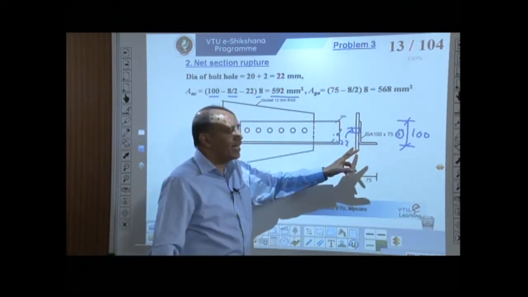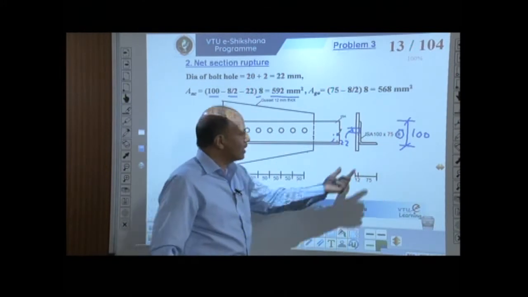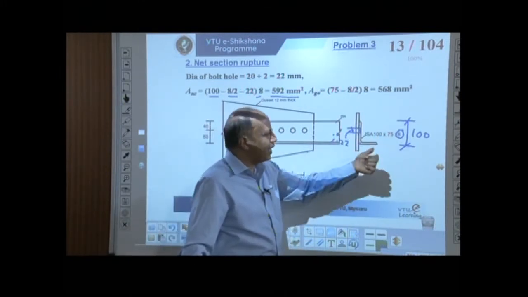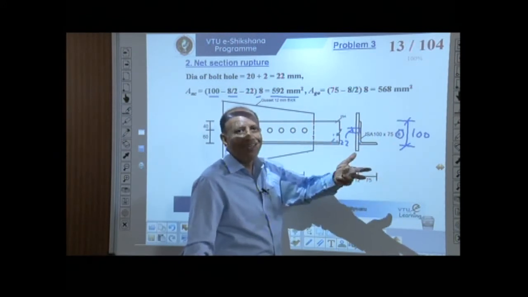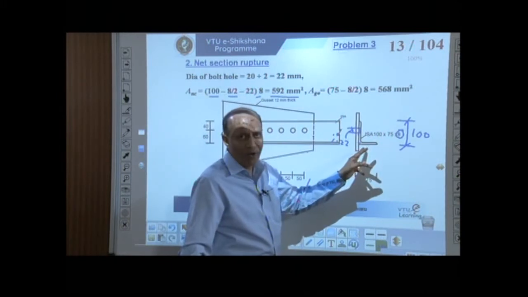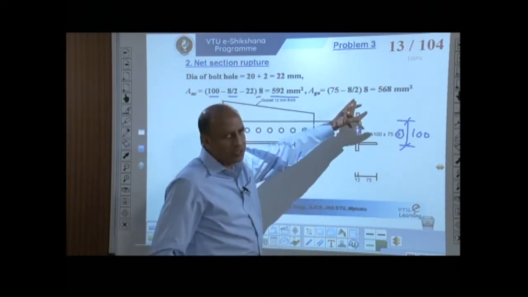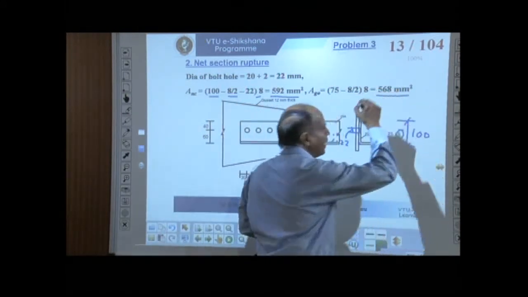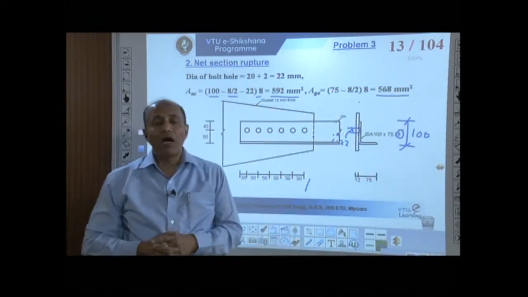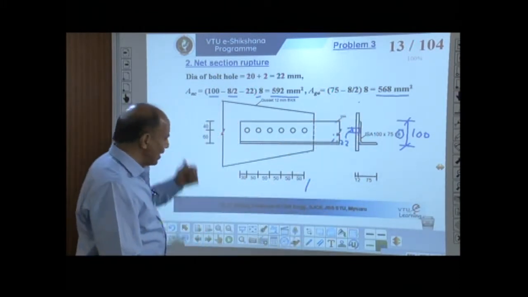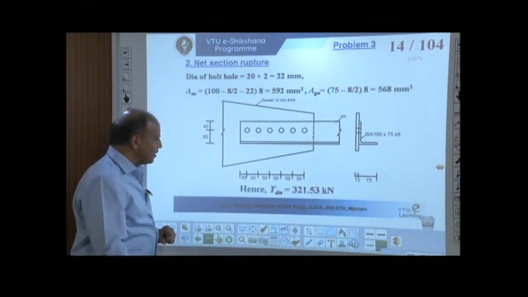Now, coming to the outstanding leg, it's a very simple exercise. It's nothing but 75, again minus half thickness. In both directions, you have to deduct half thickness. So, it is 75 minus 4, or 8 by 2, multiplied by thickness, that should give you the area of the outstanding leg. This leg.